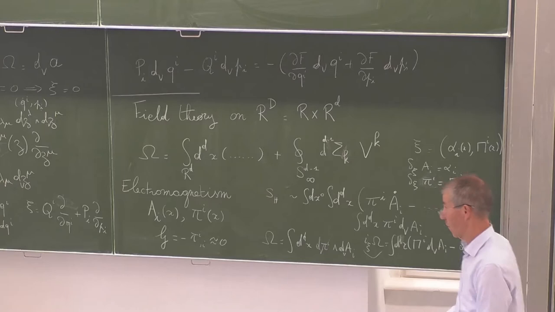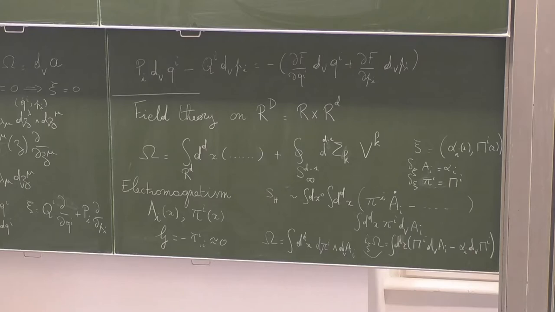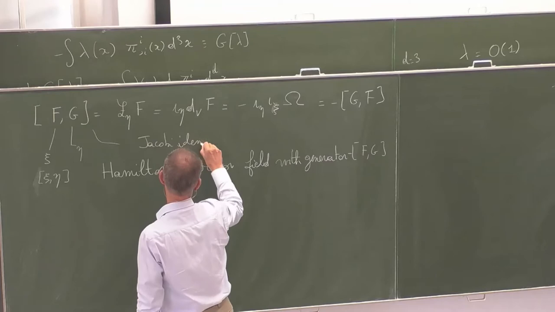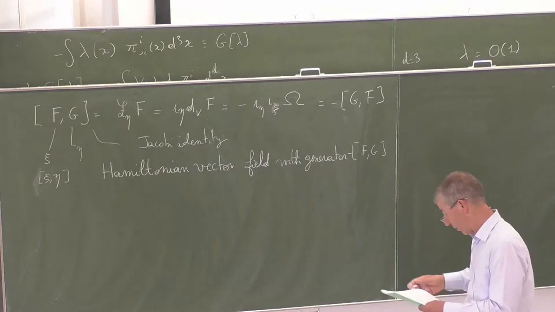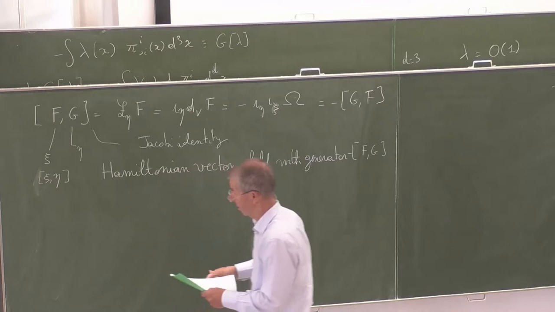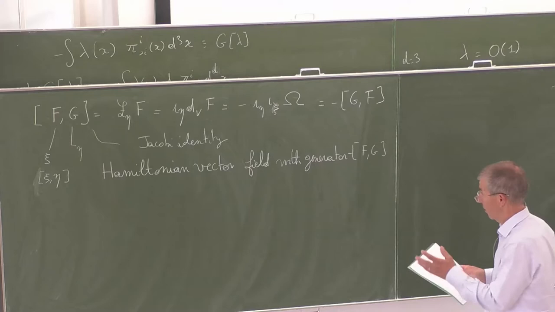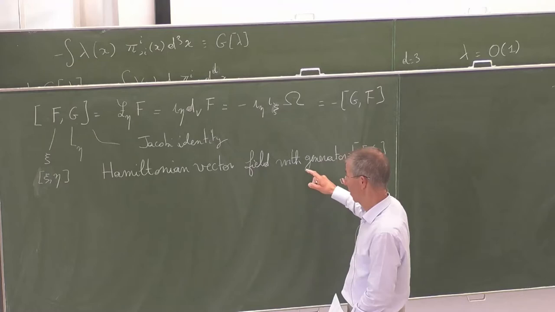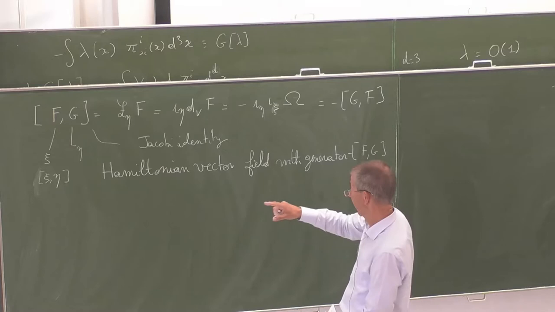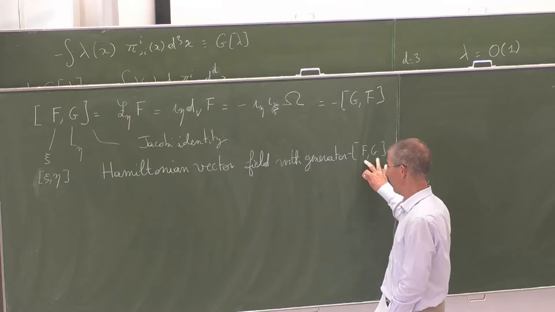Maybe I should have said that it fulfills the Jacobi identity, and this is not a surprise. So you use the same definition as in finite-dimensional Hamiltonian theory, and you get the same properties of the Poisson brackets. But it is quite interesting that the algebra of the vector fields and the algebra of the generators are related by that property.